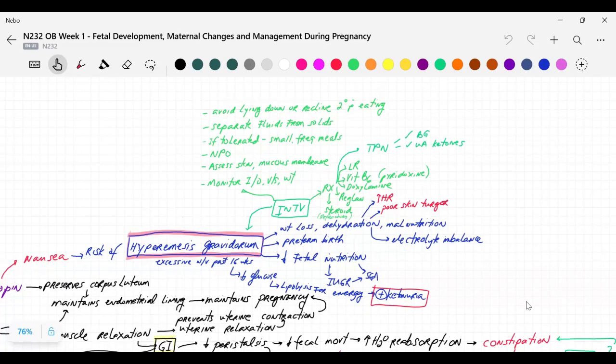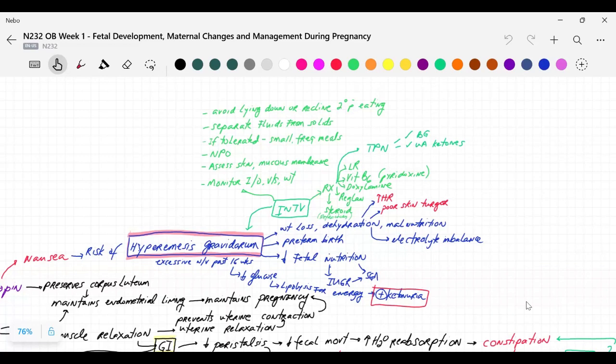By definition, it's past 16 weeks. So they have a lot of vomiting. What happens to this mom if they keep vomiting? Well, obviously they're not taking in food and fluid, so they're going to have weight loss. From the loss of fluid, they're going to get dehydrated.